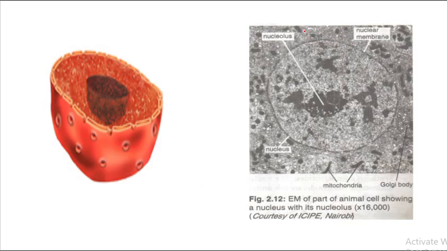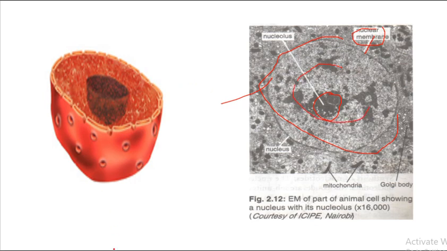We have an animal cell showing a nucleus. You can see the nucleolus here, then the nuclear membrane here, then we have the nucleus itself. This is the nucleus itself. Then we have some pores here which enable movement of materials in and out of the cell. Then this fluid here, we have said it is called nucleoplasm.